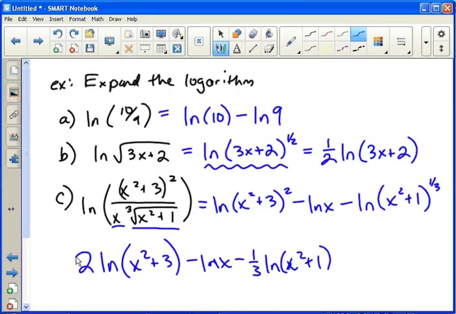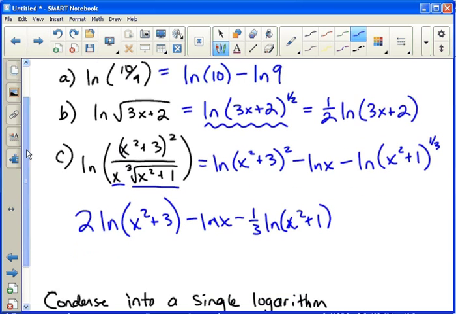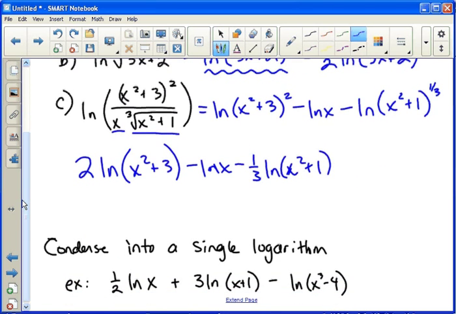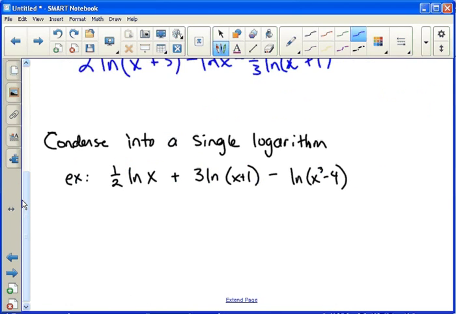Now I just want to look at one example going the other direction. And this one says condense into a single logarithm. So we're using the same properties, but we're going the opposite direction. Instead of expanding, we're condensing it down into 1. So since we're going the opposite direction, I would do things in the reverse order.